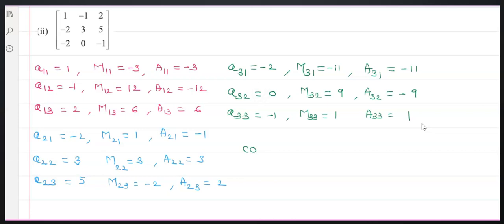Now the cofactor matrix: minus 3, minus 12, 6.